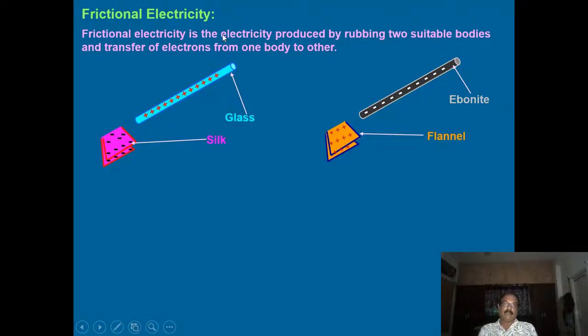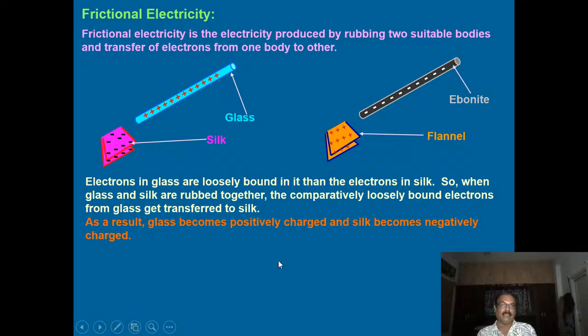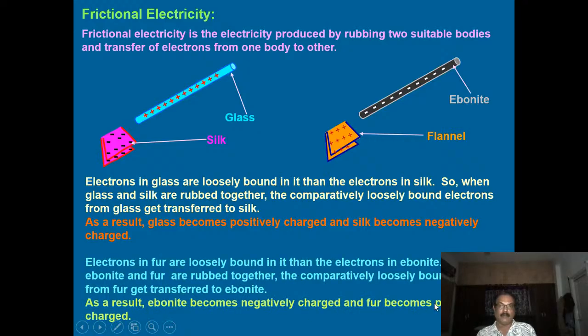So what is frictional electricity, what is happening over here? Electricity produced by rubbing two suitable bodies, with transfer of electrons from one body to another body, is called frictional electricity. As a result, the glass gets positive charge and silk becomes negative charge, and in the other case it will be the opposite charges, which I just now explained.